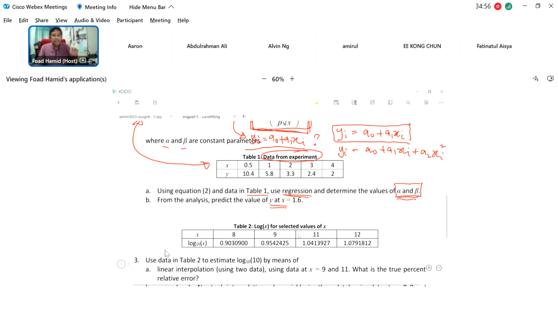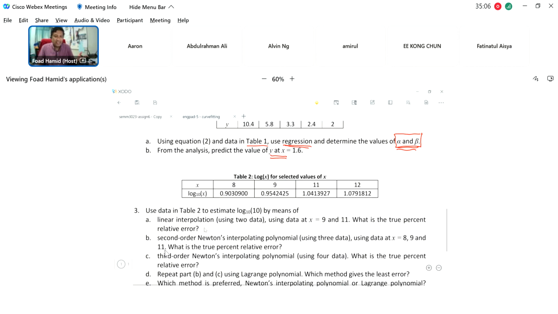So I think this is very familiar to you. You will do your interpolation, right? So in this case, use data in table 2 to estimate log 10, base 10, by means of linear interpolation. Linear interpolation means using 2 data points. I think this is the simplest of them all, which is 9 and 11. And in between 9 and 11, that's the value 10, right?